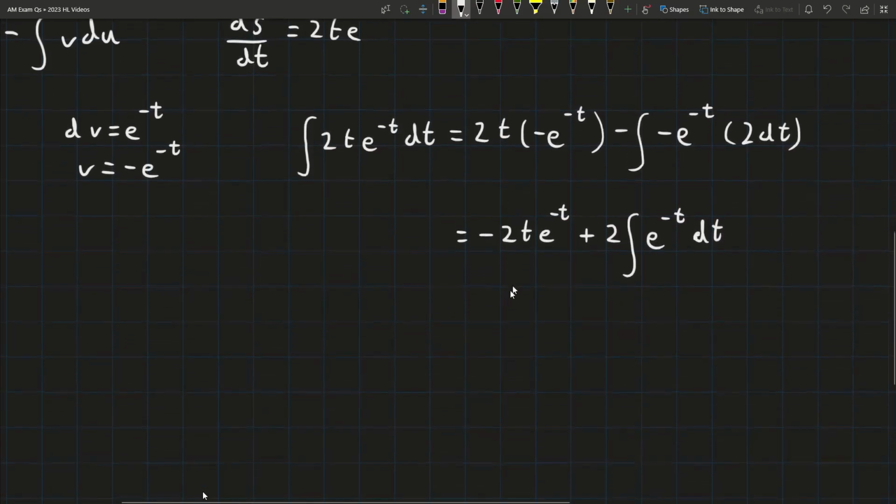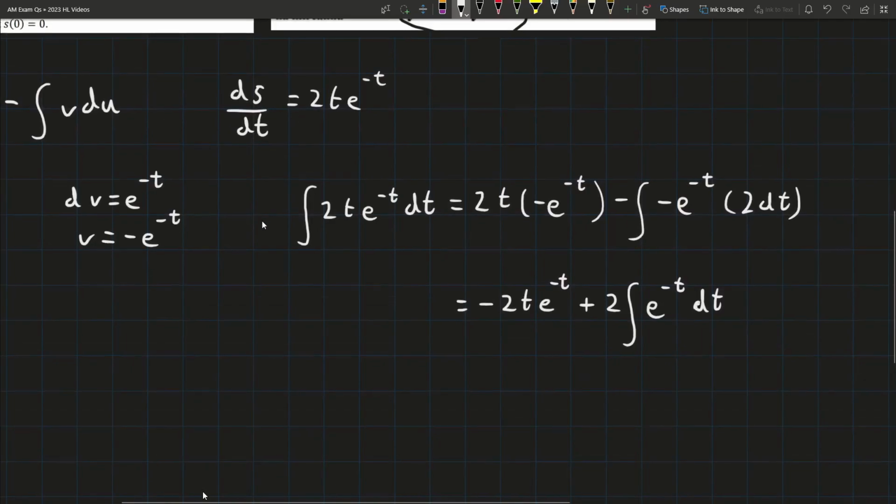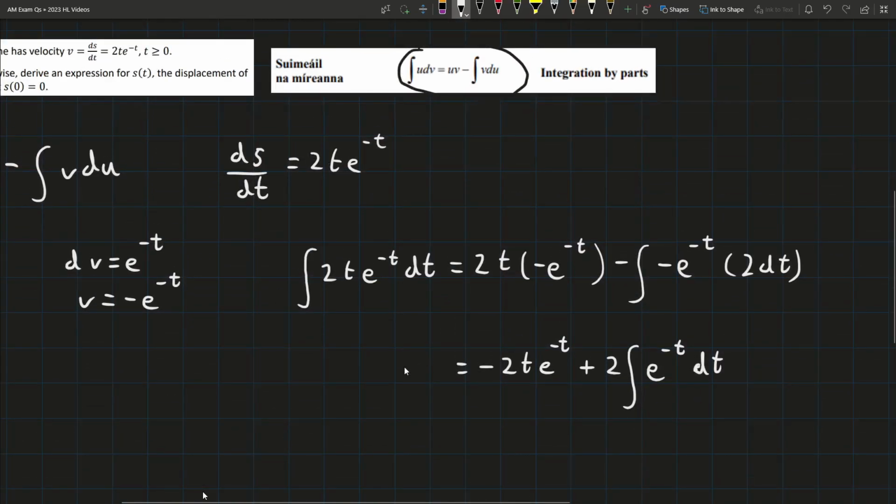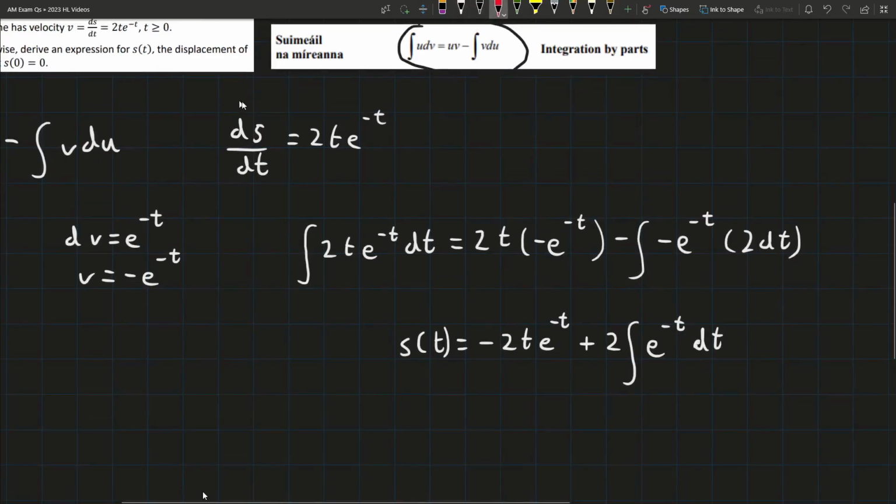So now we just have one more integral to go. And remember, what we're doing here when we're integrating, we're getting s by itself. So here we're getting our displacement function s of t, because what we did is we integrated this equation. When we integrated it, it undoes the derivative, it gets rid of the d dt, leaving us with just the s.